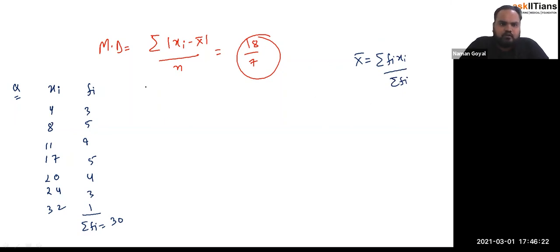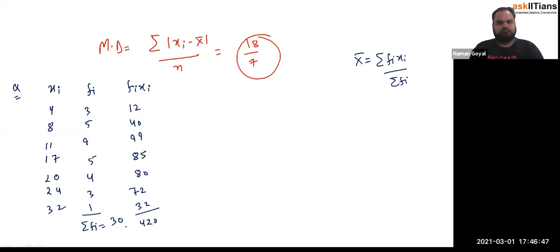Okay, so what we have to do, we have to draw the table of fi xi. So 4 3s are 12, 5 8s are 40, 17 5s are 85, right? And 20 into 4, which is 80, 24 3s are 72, and 32, right? So we have to add them also. So if we add them, we got 420.